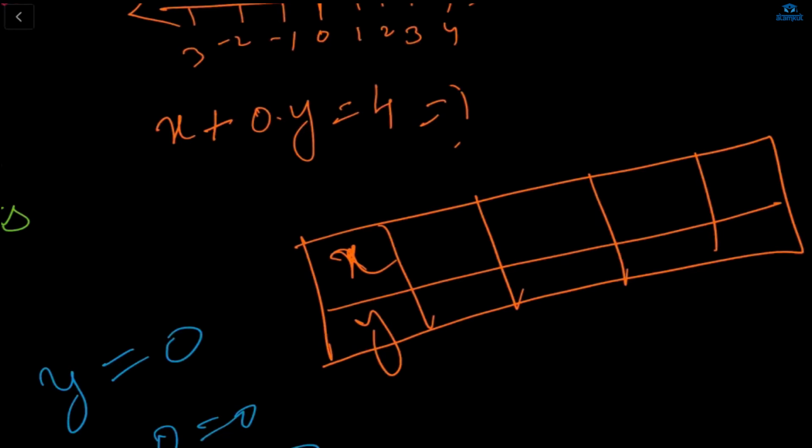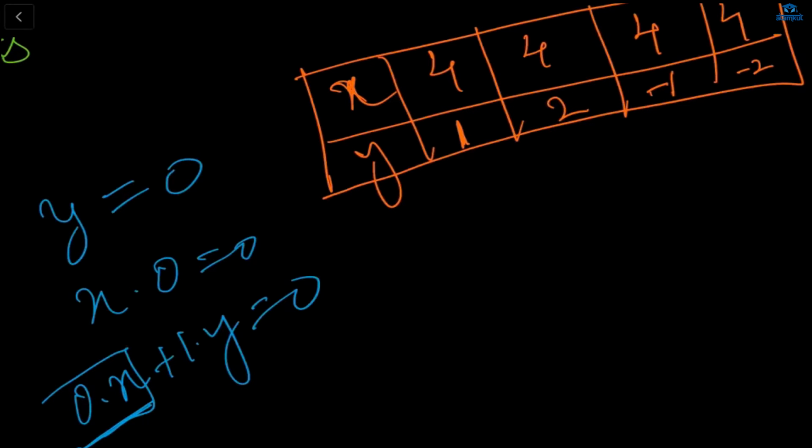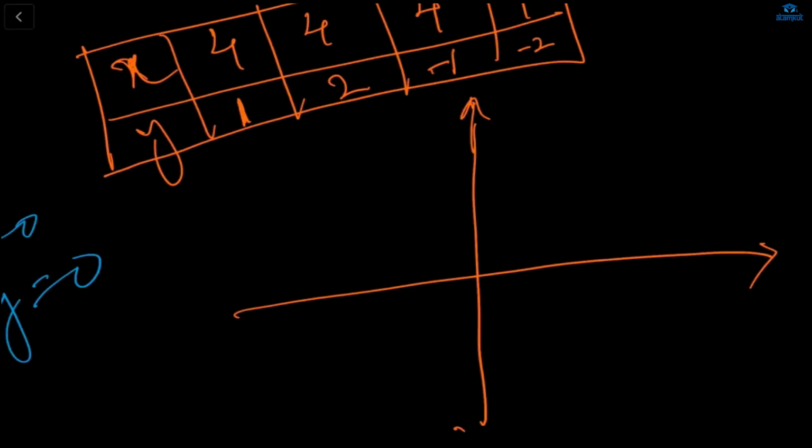If I'm keeping y as 1, your value of x is 4. If I'm keeping y as 2, the x value is 4. If I'm keeping y as minus 1, the value of x is 4. If I'm keeping y as minus 2, the value of x is 4. Now how will the graph look? See how the graph will look. 1, 2, 3.